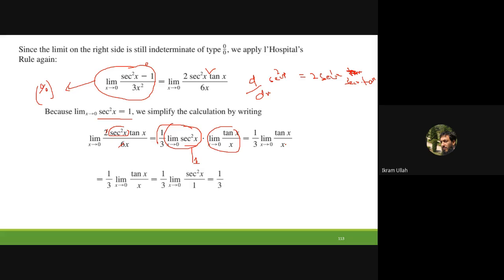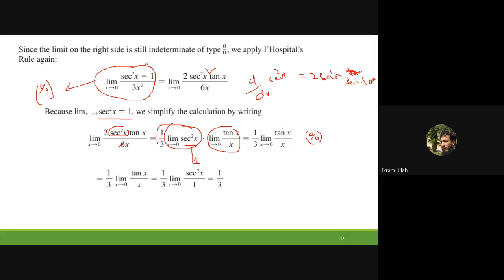Now again, if we apply the limit on this function, tangent 0 is 0 and this is 0 again, so we get the 0 by 0 form. This is the third time we get the 0 by 0 form.